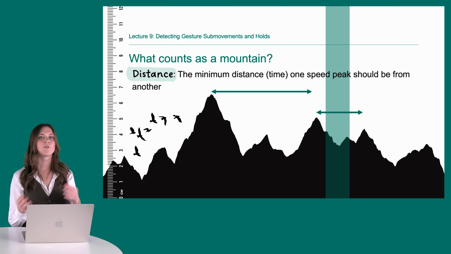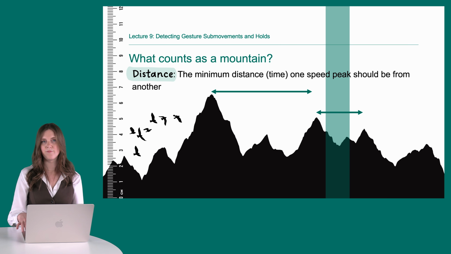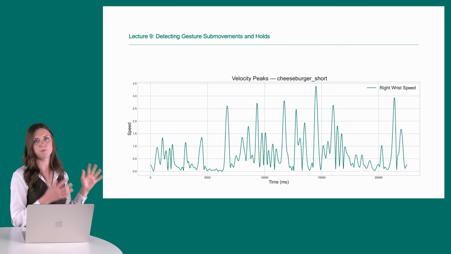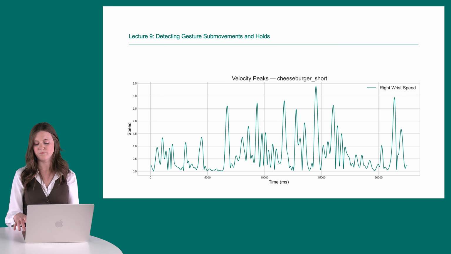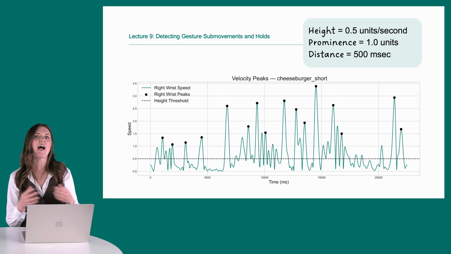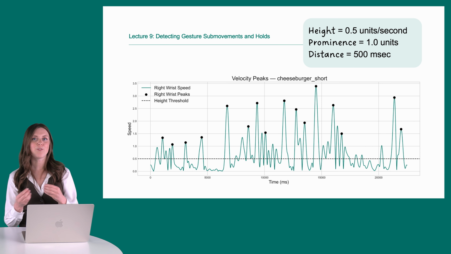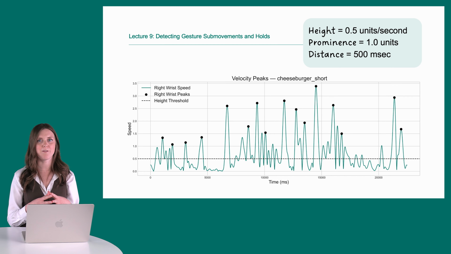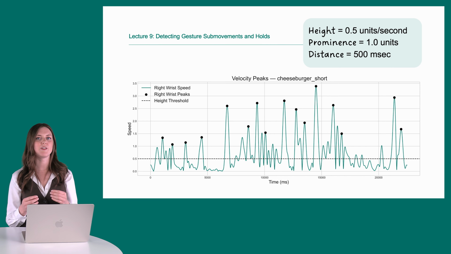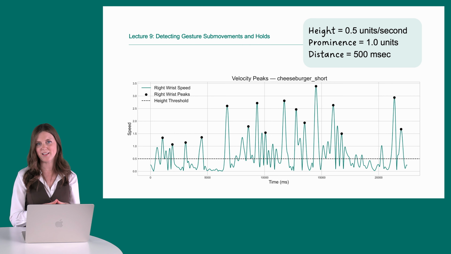Now let's go back to the real example from our data set. So here is the same speed plot we saw earlier for the first 22 seconds of one of our videos. Let's see what happens when we adjust some of the parameters we just discussed. The black points indicate speed peaks that we identified as representing gesture submovements. Here, we've set a height threshold to 0.5, which means that the hand must be moving at least 0.5 units per second to be considered a speed peak.